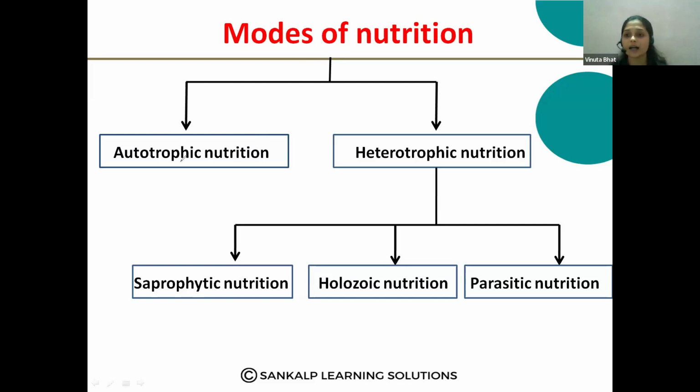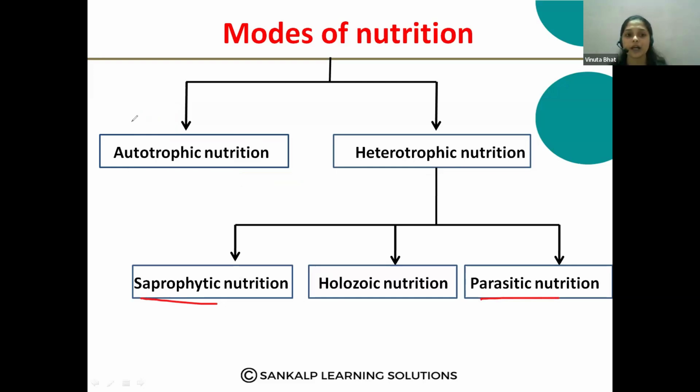Okay, there are two important modes of nutrition, that is autotrophic nutrition and the heterotrophic nutrition. Okay, so these are the two important modes of nutrition. First type is autotrophic nutrition and second type is the heterotrophic nutrition. Then in the heterotrophic nutrition, again we can find the three types, that is saprophytic, holozoic and the parasitic, that we are studying in the next part of this chapter.